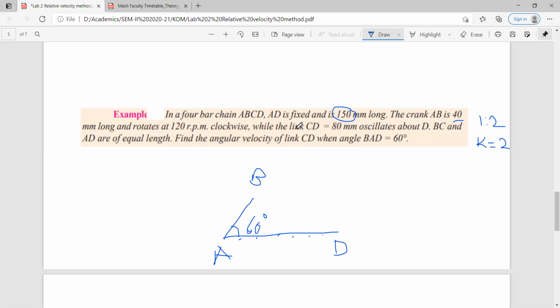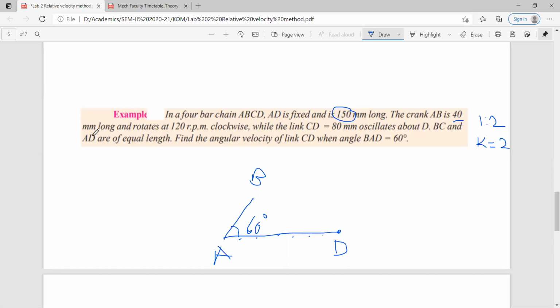Then, while the link CD is 80 mm, and it oscillates about the D point. So, link CD will be connected to the D point like this. But angle is not given. Like what is the angle between A, D, C? Okay, so any other thing which is given, BC and AD are of equal length.